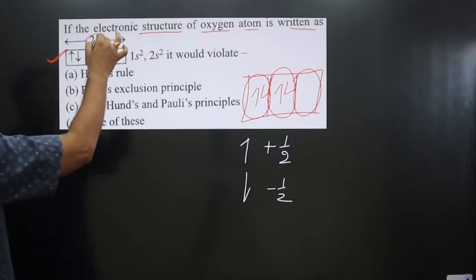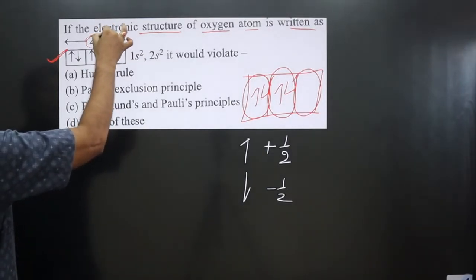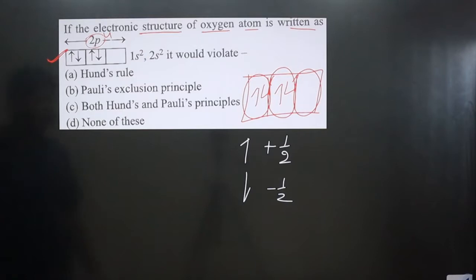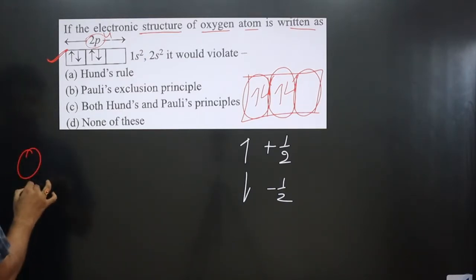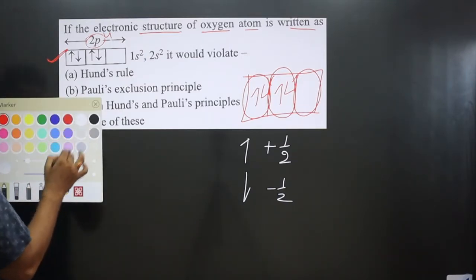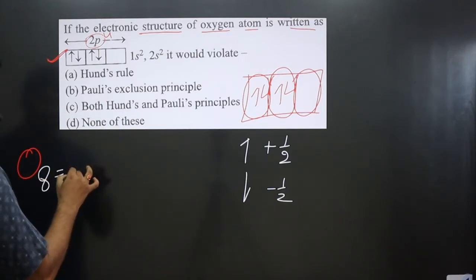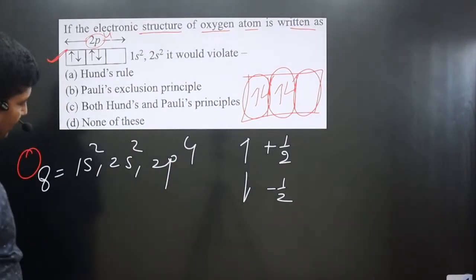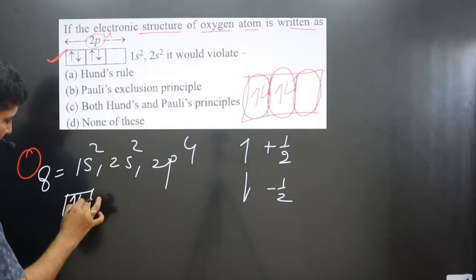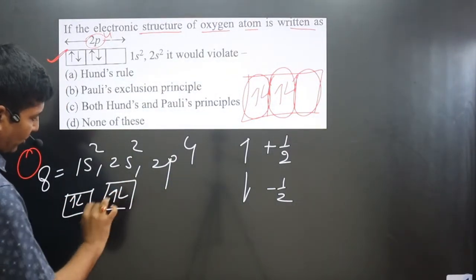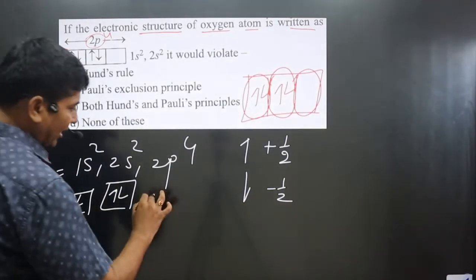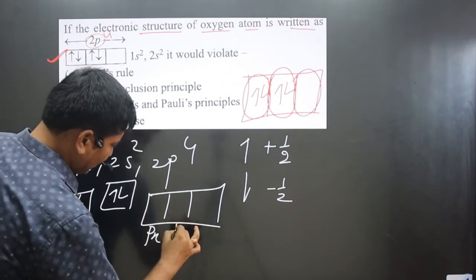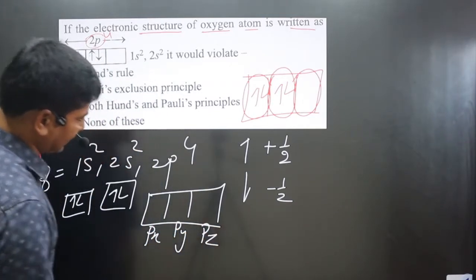Here we have the 2p subshell. How many electrons are there? 4 electrons. The electronic configuration for oxygen, with atomic number 8, is 1s2, 2s2, and 2p4. In the s subshell only one orbital fills these 2 electrons, but in the p subshell we have 3 orbitals: px, py, and pz.